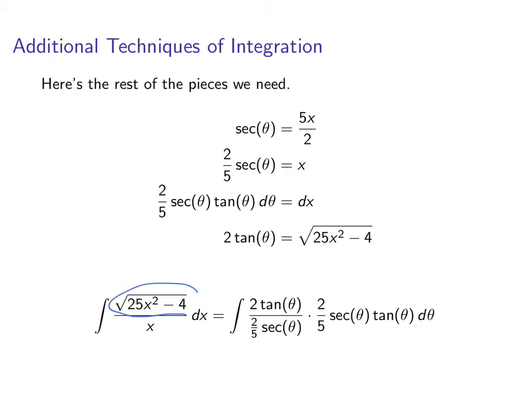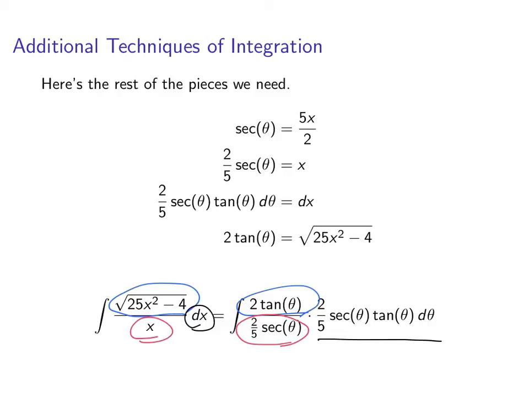Right? We worked out what the square root is. The square root is 2 tangent theta. We worked out what x is. x is 2/5 secant theta. And we worked out what dx is. dx is 2/5 secant theta tangent theta d theta. We're just taking each piece and making the wholesale replacement.